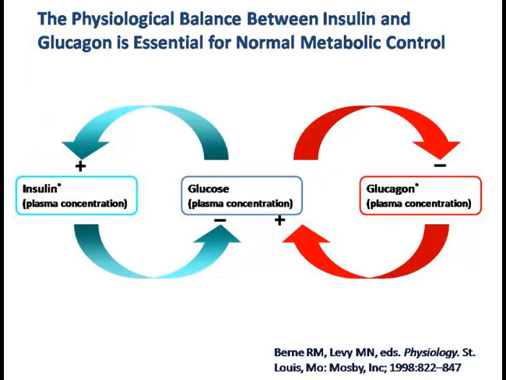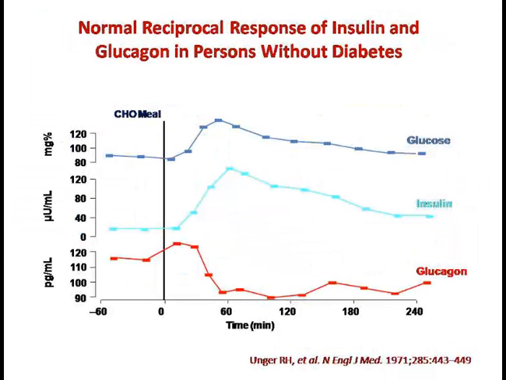And there's a physiological balance between the two. Like we know, for high blood glucose, insulin secretion increases. Similarly, for lower blood sugars, glucagon increases, and this plus-minus effect leads to homeostasis and a normal level of glucose in the circulation. Now, we see from Unger's seminal work in 1971 that when you give somebody a glucose load, the glucose levels go up.